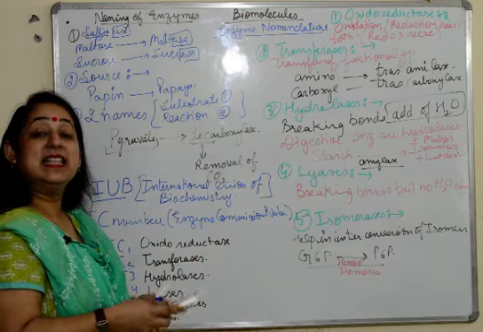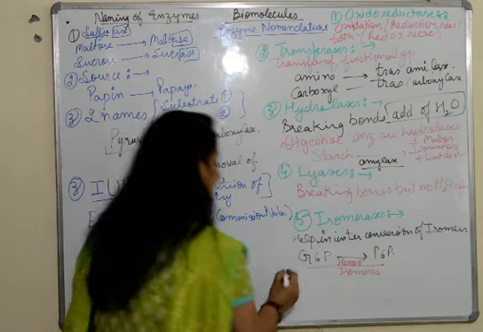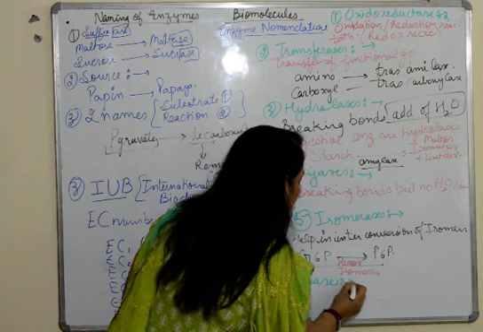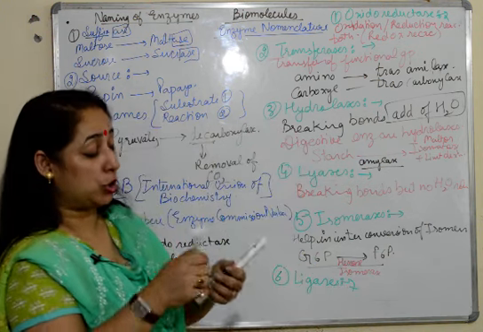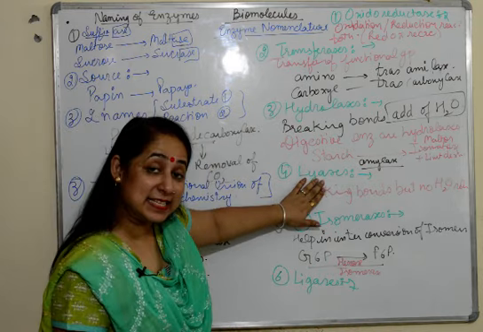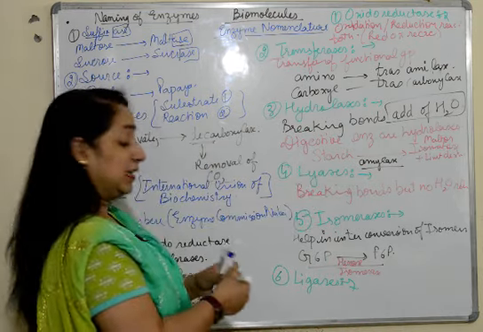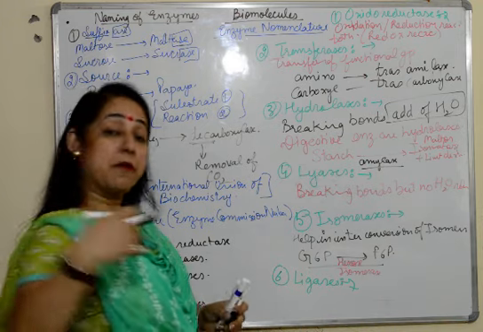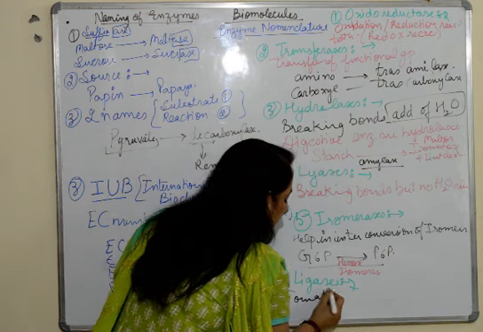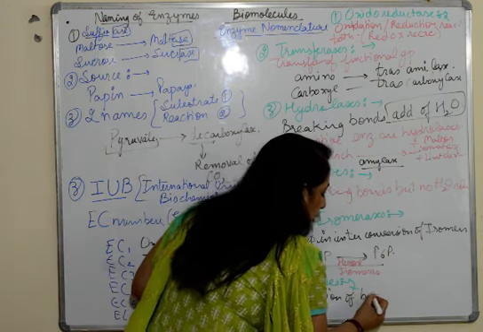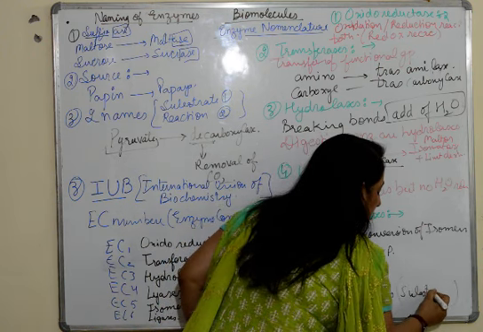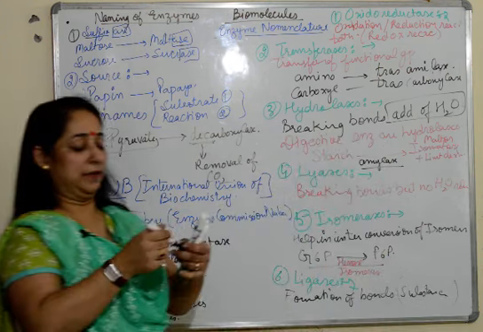Last category is ligases. Now, ligases are the ones which join bonds to form new substances. We have hydrolases and lyases which break the bonds, but there should be some enzyme which is responsible for formation of bonds also. So ligases help in formation of bonds to form new substances or products or whatever you say.